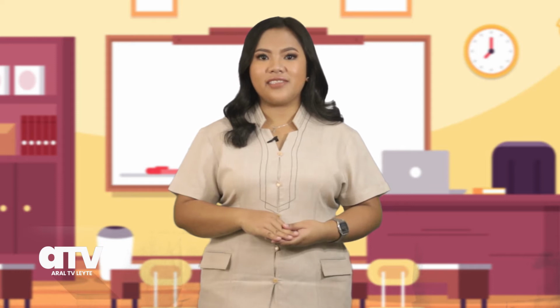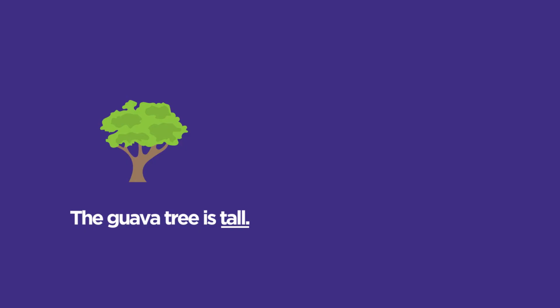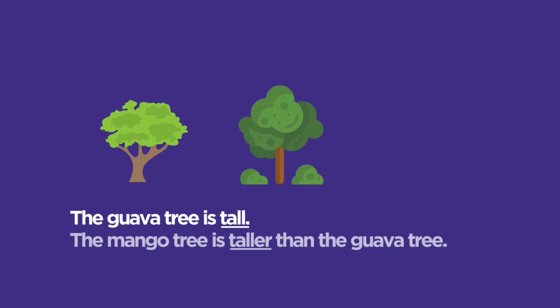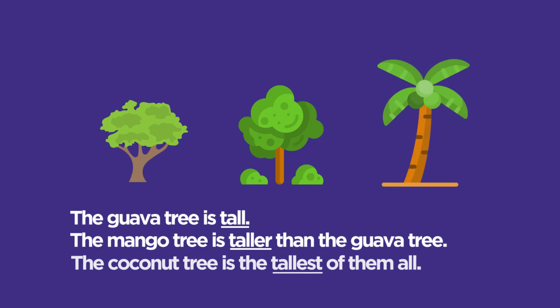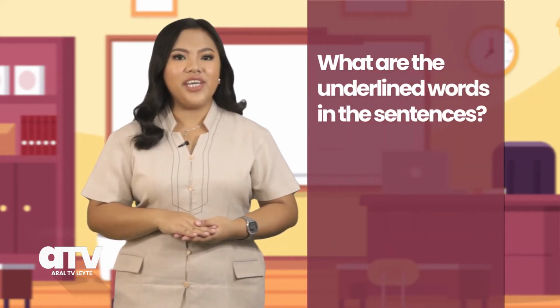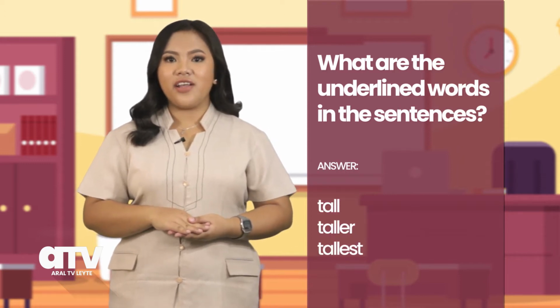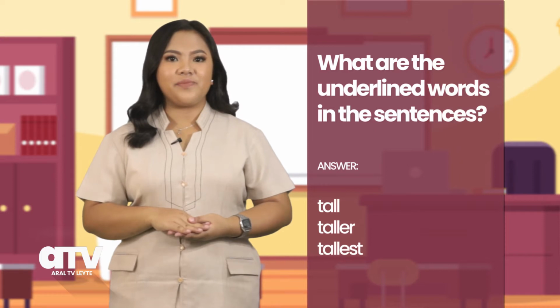Kids, read with me the following sentences that tell about the pictures. The guava tree is tall. The mango tree is taller than the guava tree. The coconut tree is the tallest of them all. What are the underlined words in the sentences? Very good. The underlined words are tall, taller, and tallest.